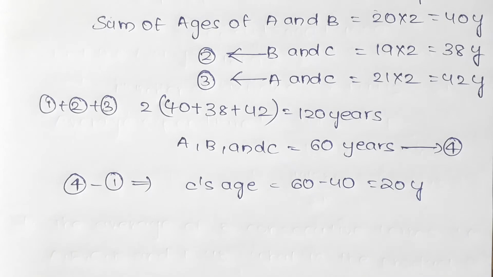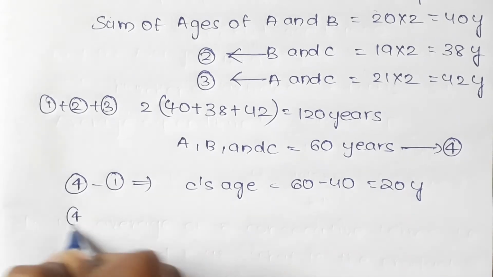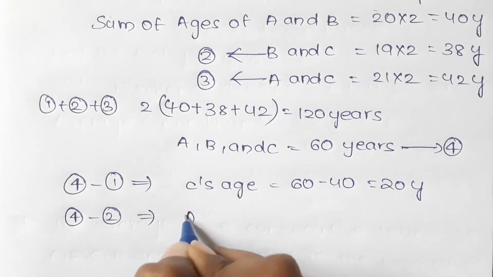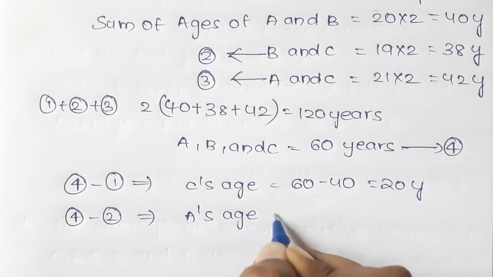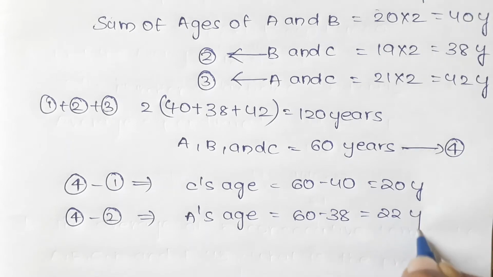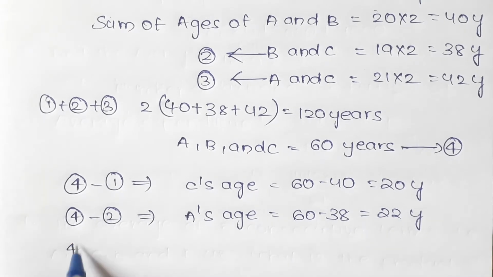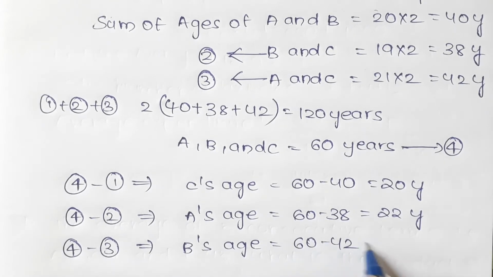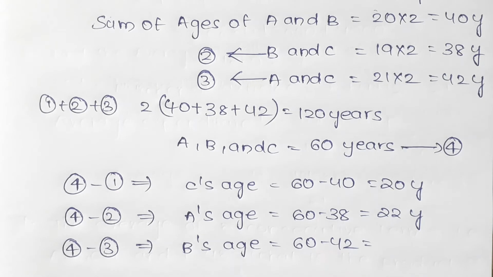Similarly, by subtracting 2 from 4, we will get A's age, that is 60 minus 38, that is 22 years. And similarly, when we subtract equation 3 from 4, we will get B's age, that is 60 minus 42, that is 18 years. And these are the ages of A, B and C separately.